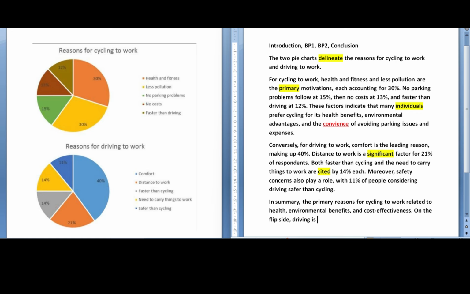On the flip side, driving is preferred for its comfort, convenience, and it is preferred for its comfort, convenience. You will write down. I am making a mistake again. Convenience over long distances, comma, speed, comma, and safety consideration. All good.